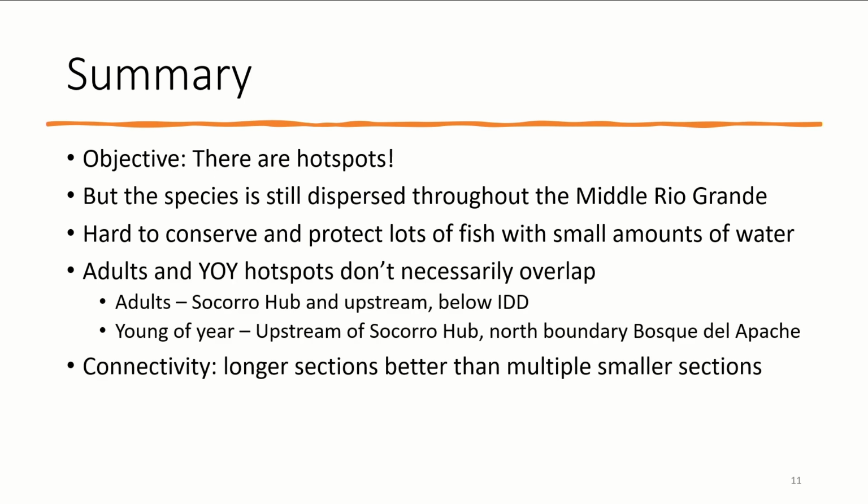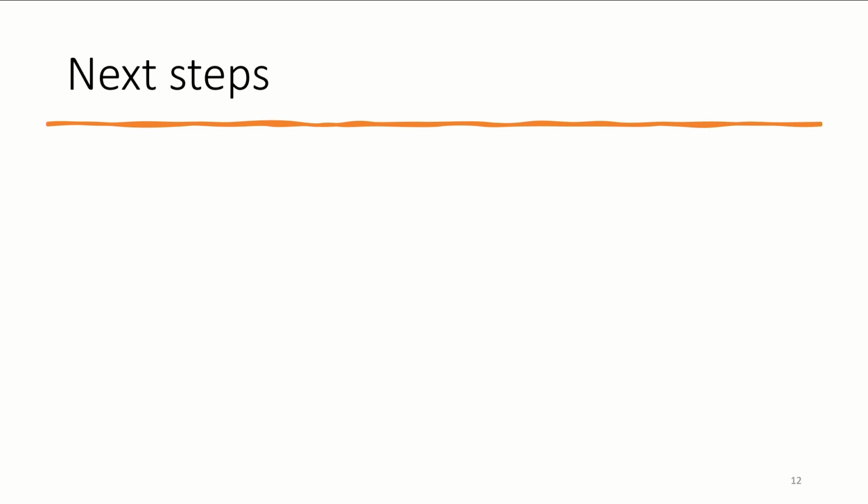And the other kind of bad news is if you go back to the maps and look at those, the hot spots for the adults and the young of year didn't necessarily overlap. So you do have to think about which life stage you're trying to benefit by delivering water. And then it wasn't part of this presentation, but connectivity is important. So having 10 kilometers continuous would be better than having 10 1-kilometer sections, but also 10 1-kilometer sections is better than 0.